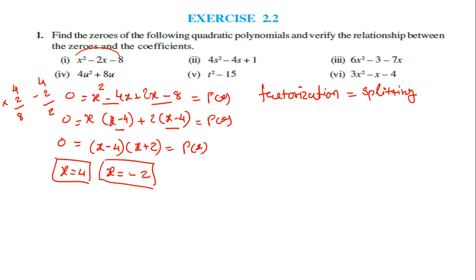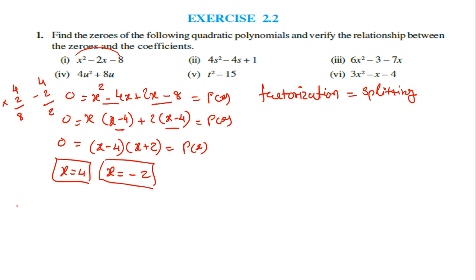This question will come for 2 marks. Up to here, if you solve, you will get 1 mark, which means almost 50 percent of the task is done. Now the second part is verification. So now you have to verify the relationship.